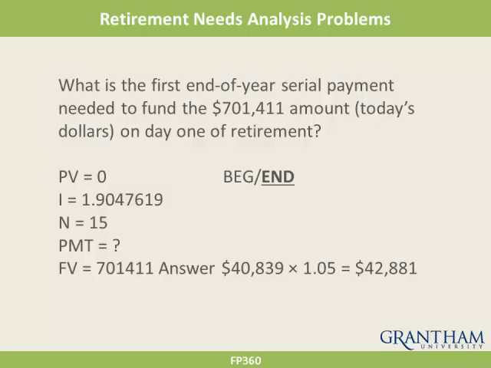We are starting with no money, so our present value is 0. The calculator is set to the end mode. We use that same inflation-adjusted yield, 1.9047. We have 15 years until retirement, and we plug in the future value number as what we got from the previous question, $701,411, and we solve for payment. Now here's the tricky part. The answer you get is $40,839. And if they ask this question on the CFP exam, believe you me, they will have $40,839 as an answer choice.